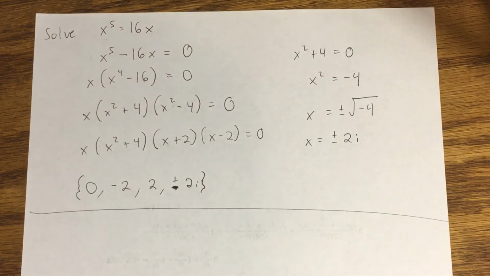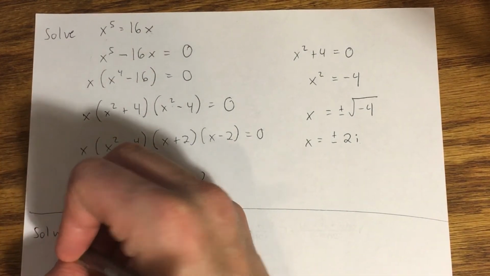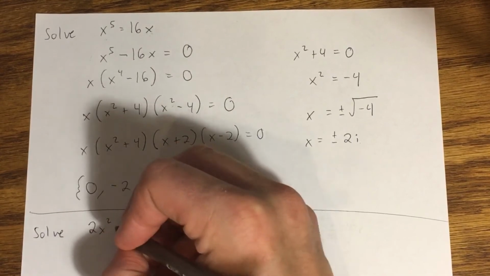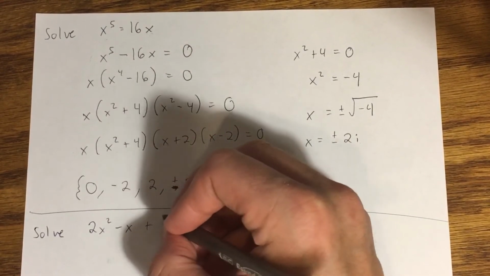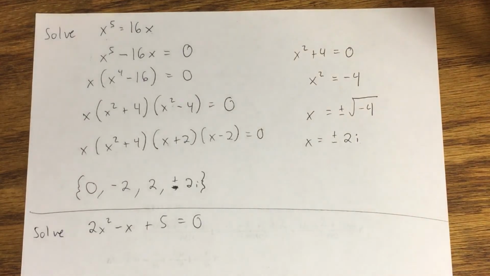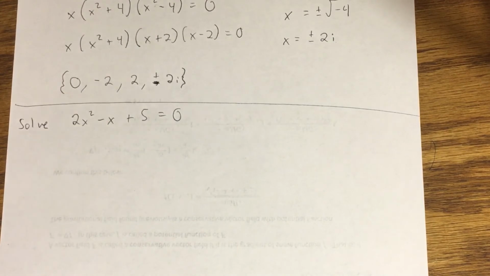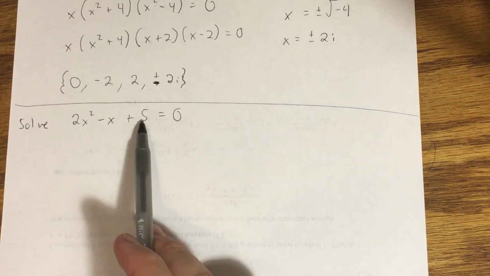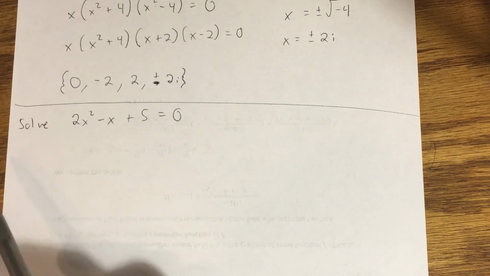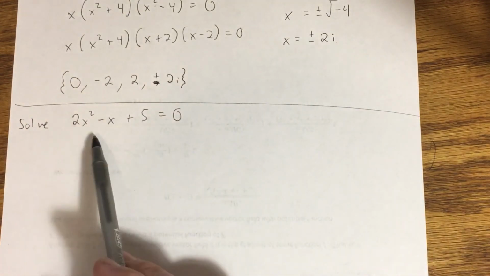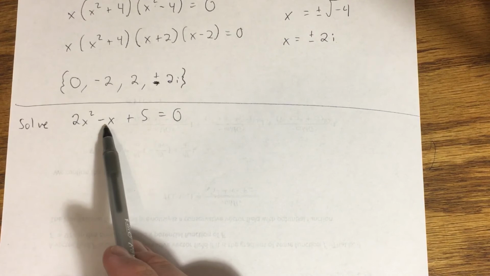Okay? I want to do one last example. Solve 2x squared minus x plus 5 equals 0. Okay? Doesn't look that difficult. I mean, it looks very similar to the first or second example that we did. The problem is that the left-hand side does not factor. You can try all you want, and you're going to find that this does not factor down to anything that we can find. So that technique is not going to work here.